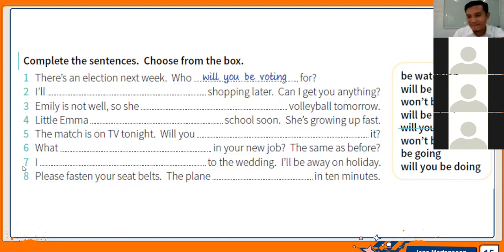Number 7. I blah blah blah to the wedding. I will be away on holiday. I won't be going. I won't be going to the wedding. That's very good. I won't be going to the wedding. I will be away on holiday. Very good. Number 8. The last. Will be landing. That's right. We'll be landing. Please fasten your seatbelt. The plane will be landing in 10 minutes.